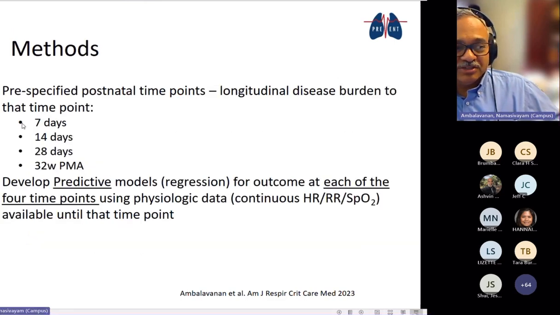And then we looked at these different time points, 7 days of age, 14 days, 28 days, and 32 weeks. And then we collected cardiorespiratory data, that is all the monitor data, heart rate, respiratory rate, pulse ox data from the cardiac and pulse ox data. We downloaded them, and then we did mathematical analysis on the models. And then we developed predictive models using the mathematical data.